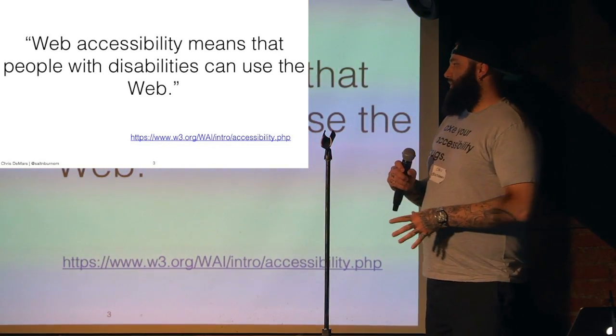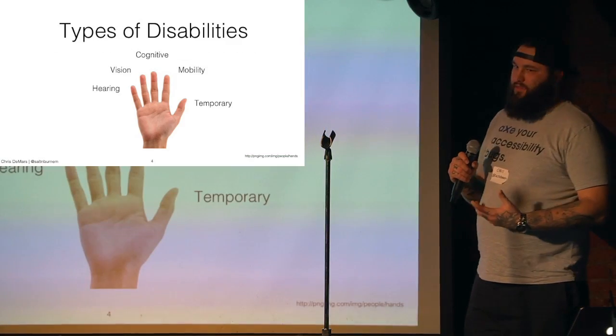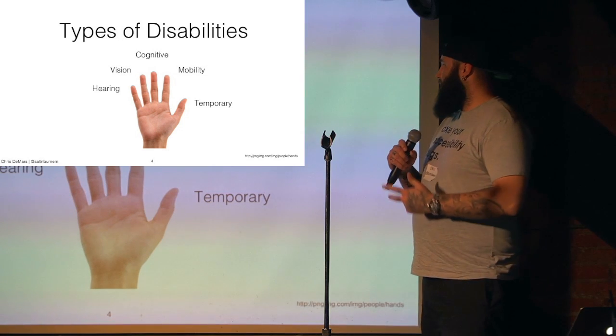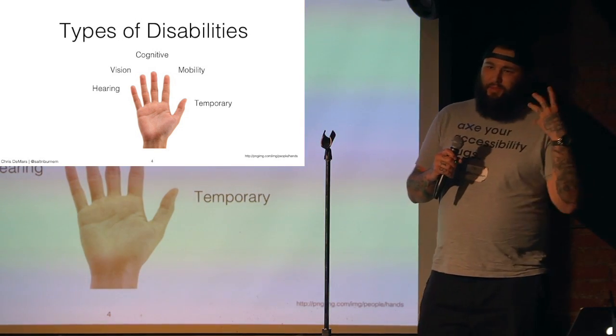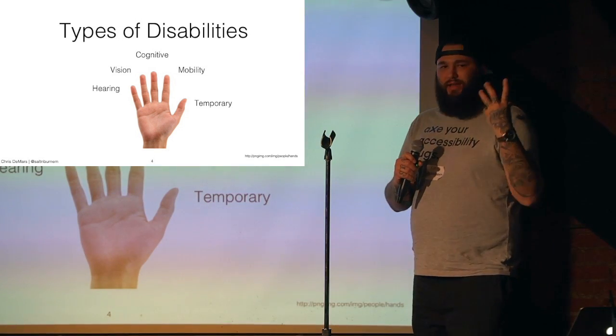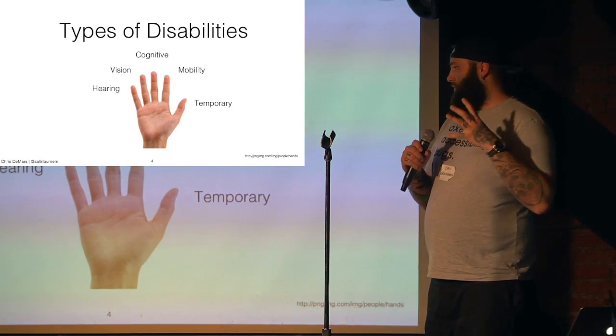There's 5 different disabilities that I'm going to be talking about tonight. We have hearing, vision, cognitive, mobility, and temporary. And you might be thinking, what are you talking about? There's temporary disabilities. You might not think about this all the time, but it's pretty legit.